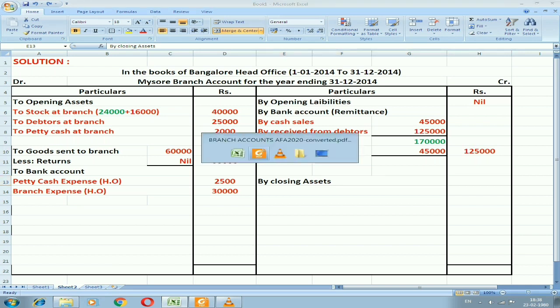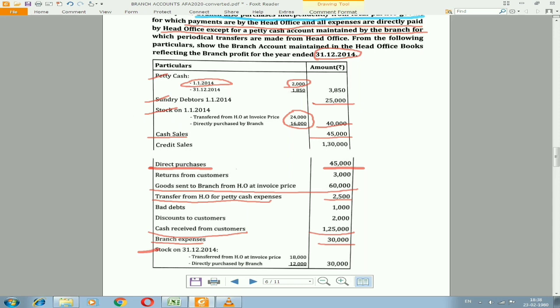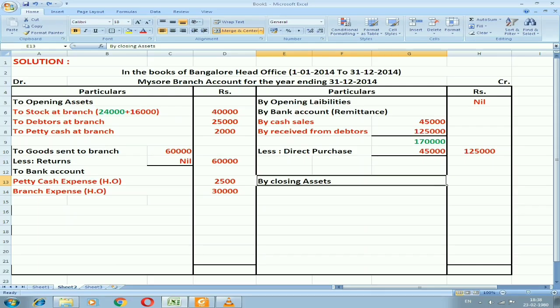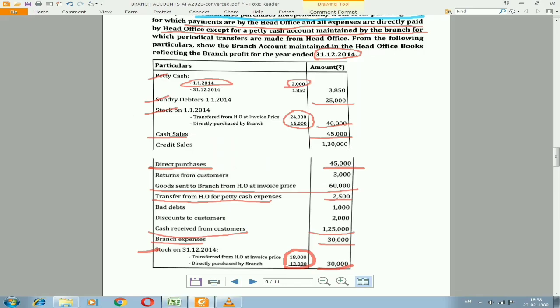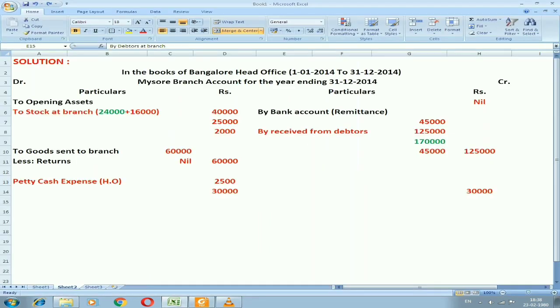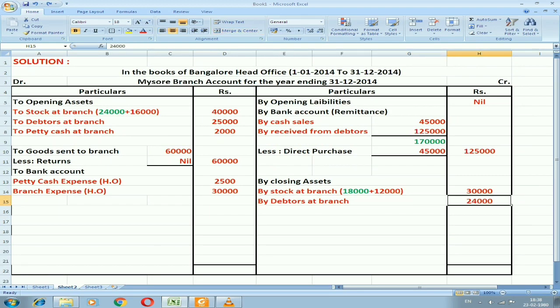First one is stock at branch. In the illustration you can see at the end we have a stock on 31/12/2014, which is both the ways, one given by the head office and one purchased directly by the branch itself, totally 30,000. Next, debtors. As we are not given any information in the illustration, we have prepared a memorandum debtors account, and the closing balance, that is the missing information, 24,000, we are supposed to record.